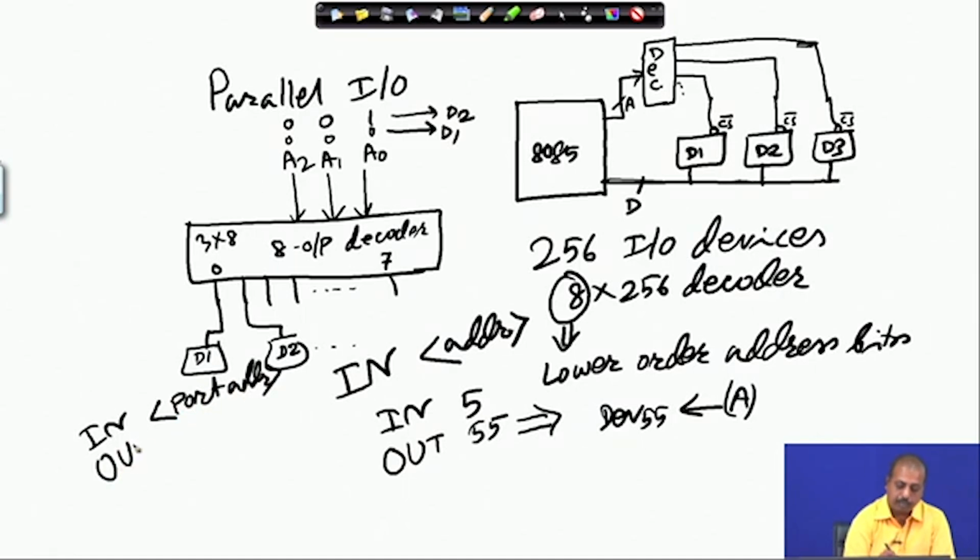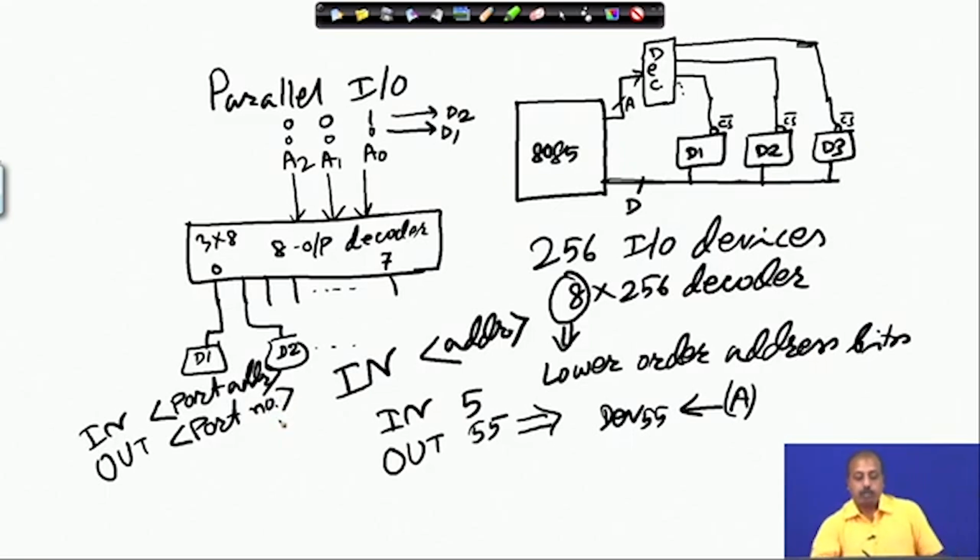Similarly, we have the out port address, or port number. This port number is an 8 bit value, and it can naturally range from 0 to 255. So, this is how the in and out instructions can be useful.